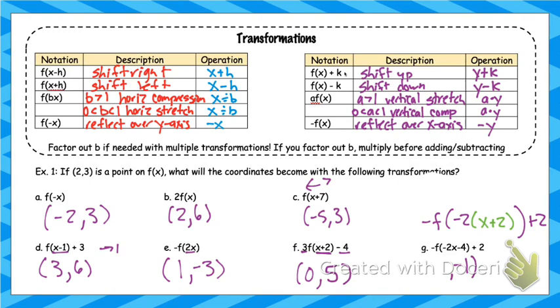So what I would do now is I'm going to take my x coordinate 2, I'm going to divide by negative 2, and then I'm going to subtract 2. So that gives me negative 1 minus 2 is negative 3.